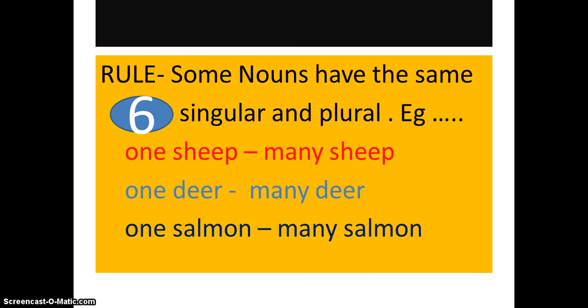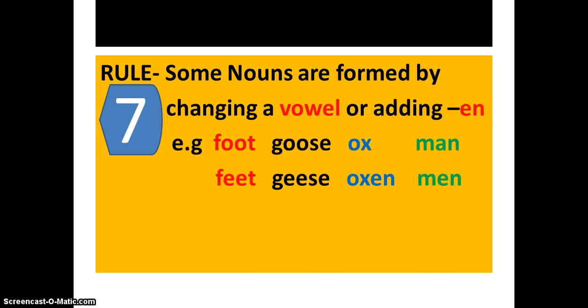Rule number 6 says that some nouns have the same plural and singular. They do not change. The same spelling in singular is the same spelling in plural. So we have one sheep, many sheep. One deer, many deer. One salmon, many salmon. Great. Now let's go to rule number 7.